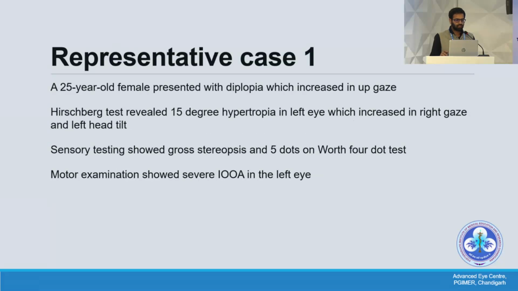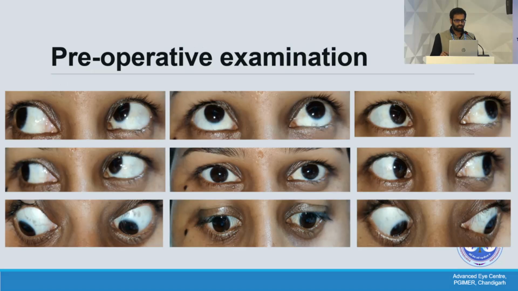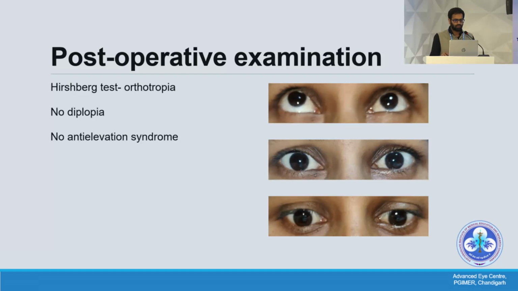Just for example, this 25-year-old female presented to us with diplopia in primary gaze, which increased in up gaze. On examination, the Hirschberg test revealed a 15-degree hypertropia in the left eye with severe inferior oblique overaction. We did ANT for her, and post-operatively she was orthotropic and the diplopia had disappeared.